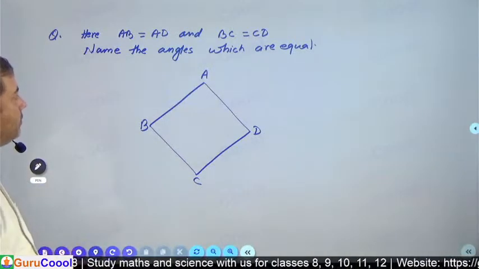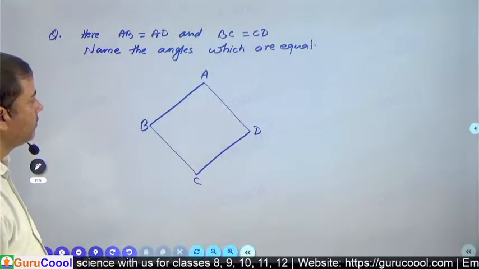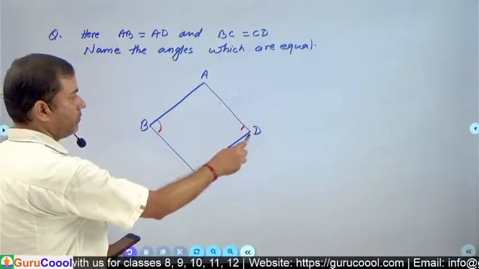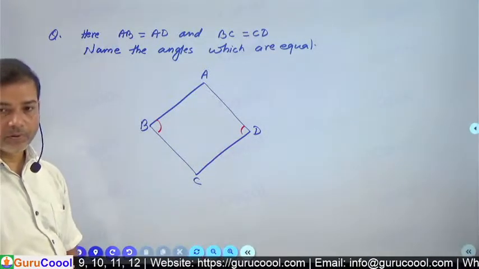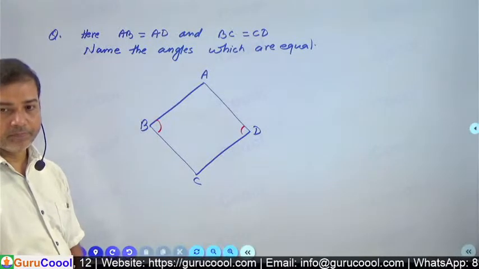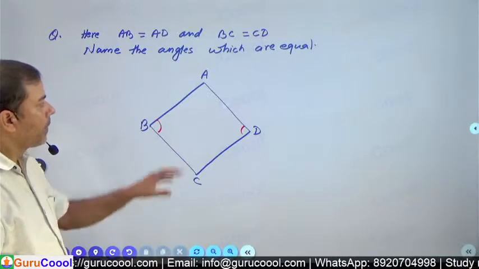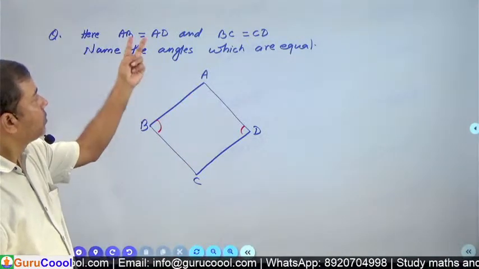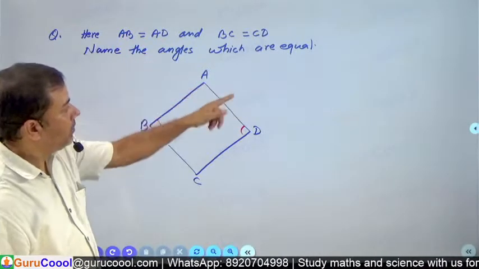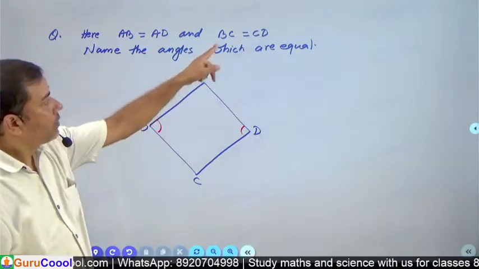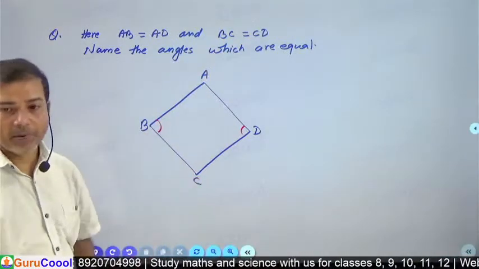Sir, angle ABC and angle ADC are equal. You mean these two? Yes, sir, because this is a kite. Right, perfect. This quadrilateral has 2 adjacent sides equal, like AB and AD. This side is equal to this side. These 2 sides are equal. Also BC is equal to CD, means these 2 also are equal. This happens in a kite.